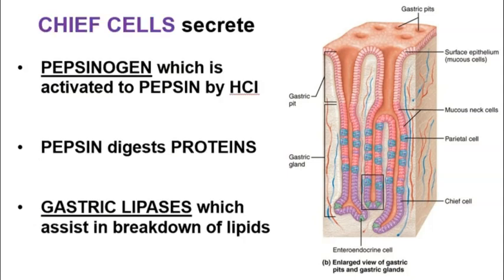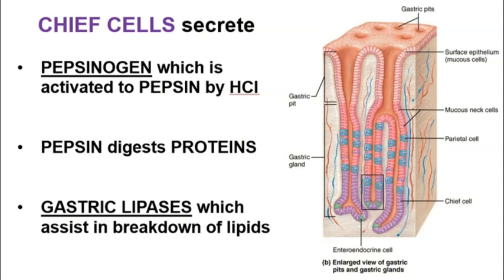Another population of cells within the gastric glands are the chief cells. Chief cells function to secrete pepsinogen, and pepsinogen is the inactive form of the enzyme pepsin. Typically enzymes are produced and secreted in their inactive forms so that they do not digest the cells that produce them, particularly for enzymes that digest proteins. Pepsin digests proteins, and the stomach is where protein digestion will begin.